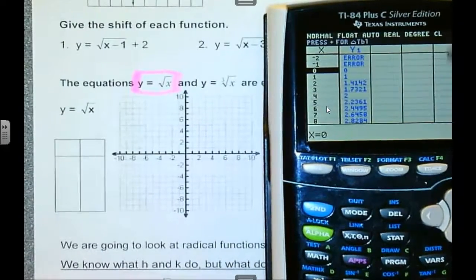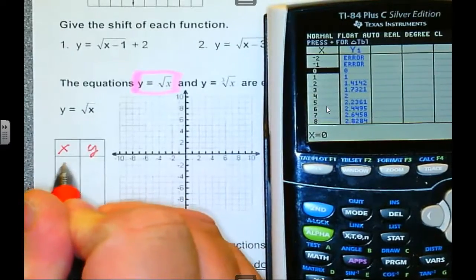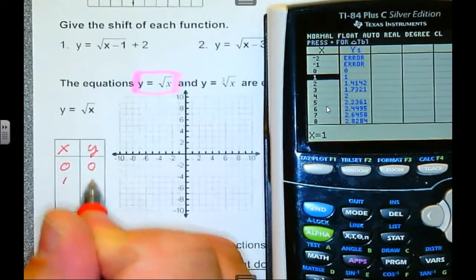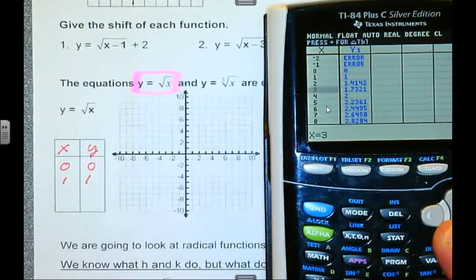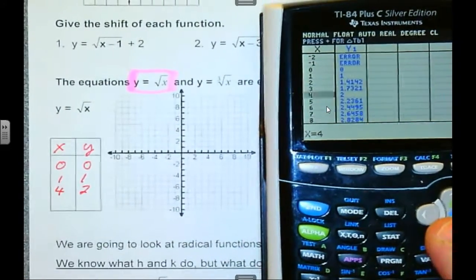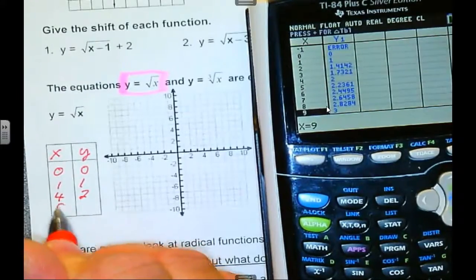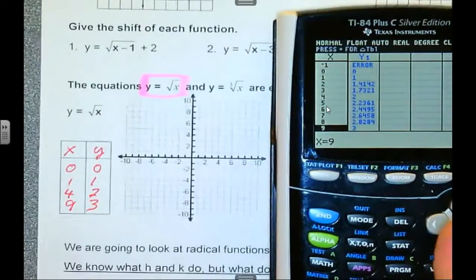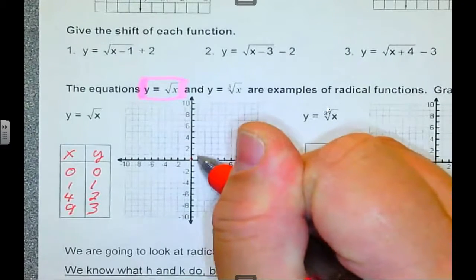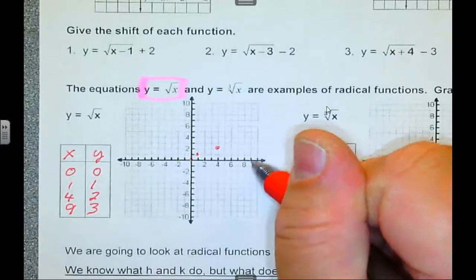Okay. So, I've got 0, 0. My x, my y. 0, 0. 1, 1. And 4, 2. And we should be able to pick up one more whole one. 9, 3. So let's go ahead and graph this. 0, 0. 1, 1. 4, 2. And 9, 3.